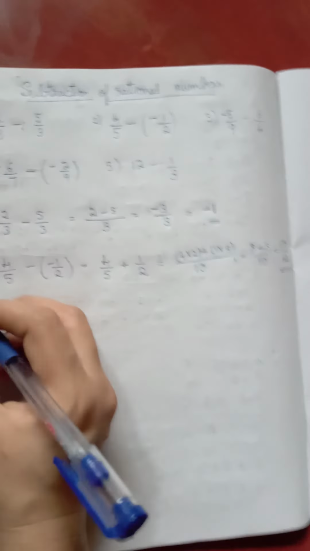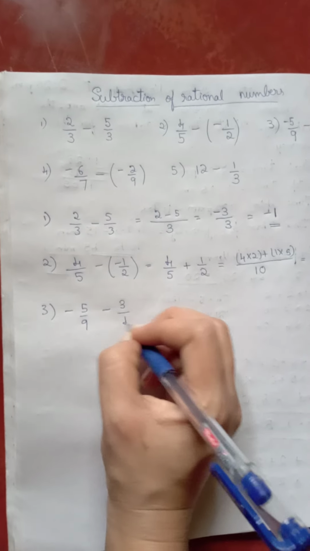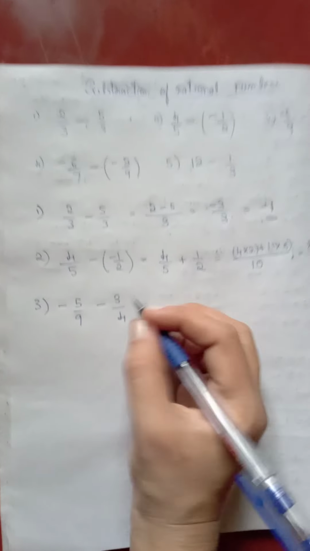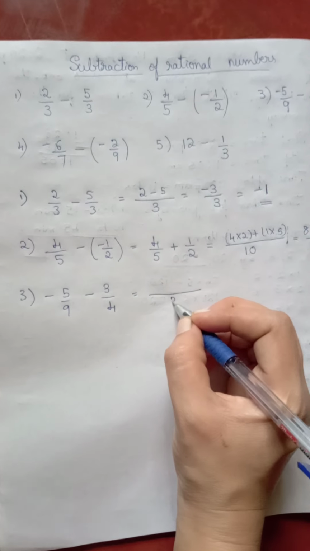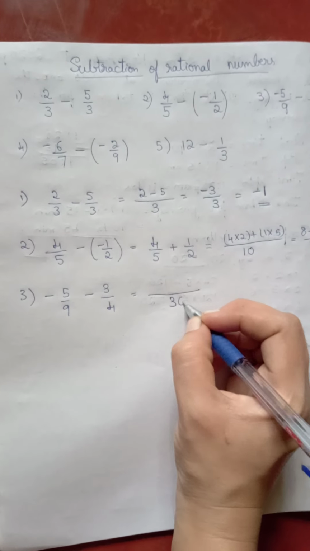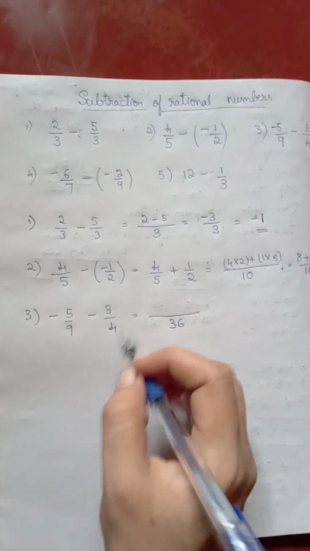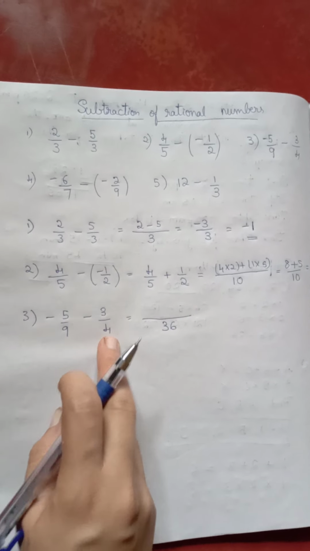Next question. Minus 5 by 9 minus 3 by 4. So both the symbols are minus here. Take the LCM. 9 fours are 36. See here, you have a minus symbol. There is nothing like minus into minus or something. There is no multiplication here. So minus 5 by 9 minus 3 by 4.